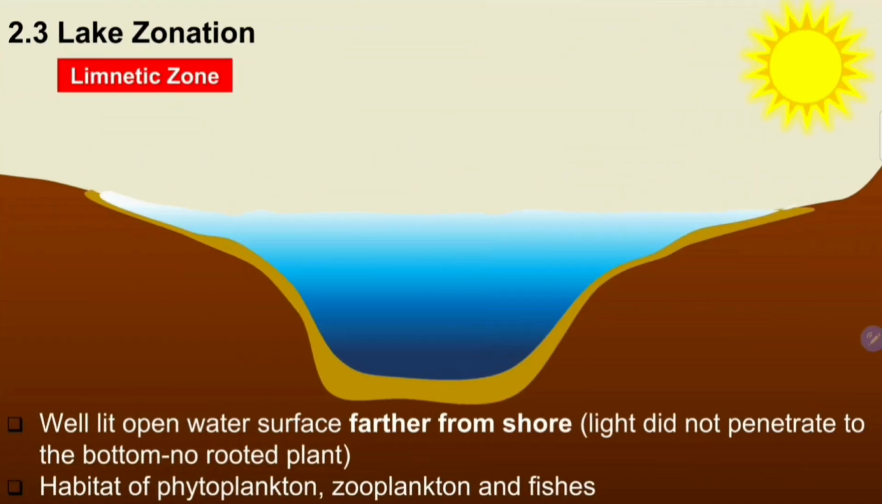Next is limnetic. Limnetic is the well-lit, maksudnya cukup cahaya, open water surface farther from the shore, lebih jauh daripada tebing. So because they are farther from the shore and open water, light cannot penetrate to the bottom and we cannot find any rooted plant. Plant yang ada root tak boleh jumpa dekat sini.